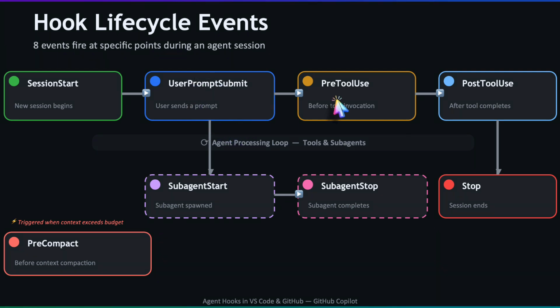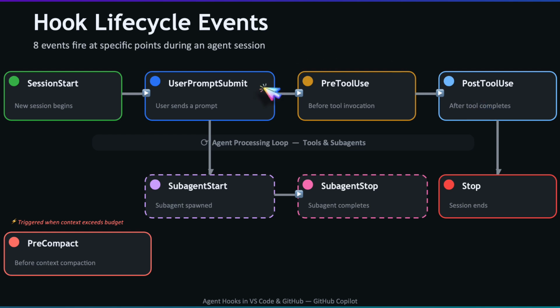Before any tool's execution, PreToolUse is triggered. This is a critical checkpoint where you can validate, modify, and even block some of the actions done by these tools. Once the tool's execution completes, PostToolUse comes into play, allowing you to inspect the results of the tool's execution, log the outputs, and trigger follow-up actions.